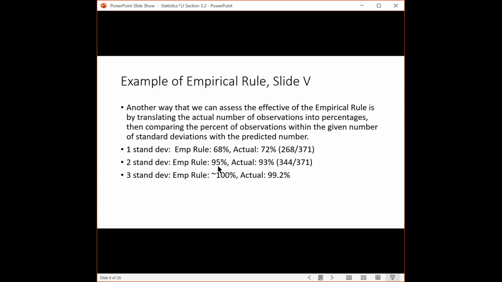The empirical rule says that 95% of the observations should be within 2 standard deviations. The actual number is 93%. And so that's also a great job. That's a really close estimate.